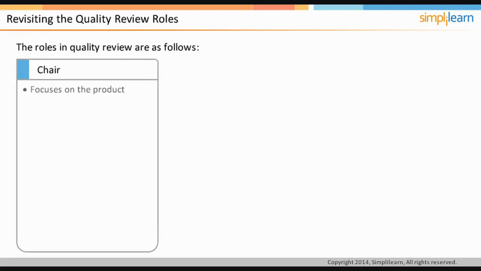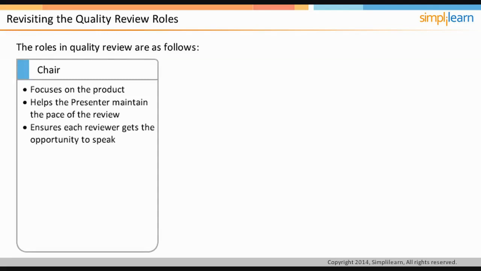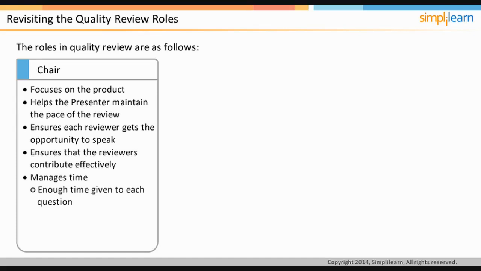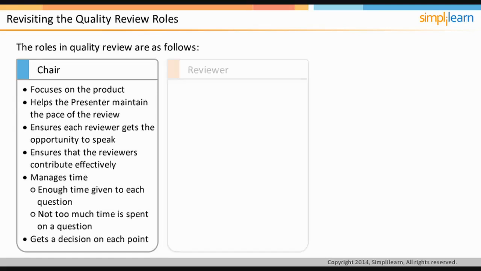PRINCE2 suggests that the chair should focus on the product and help the presenter maintain the pace of the review. The chair should ensure that each reviewer gets the opportunity to speak and also ensure that the reviewers contribute effectively. The chair should manage time so that enough time is given to each question, not too much time is spent on a question, and gets a decision on each point.